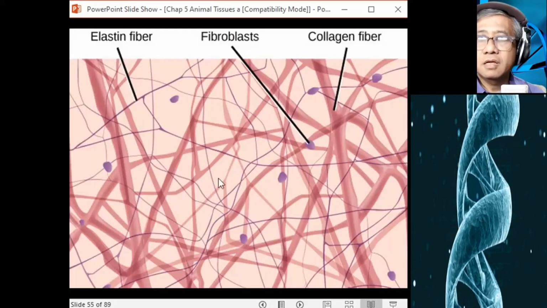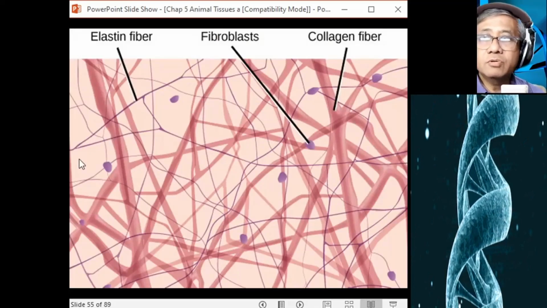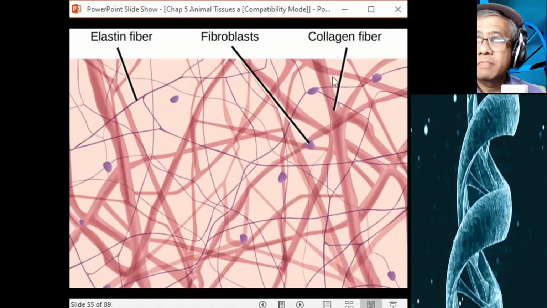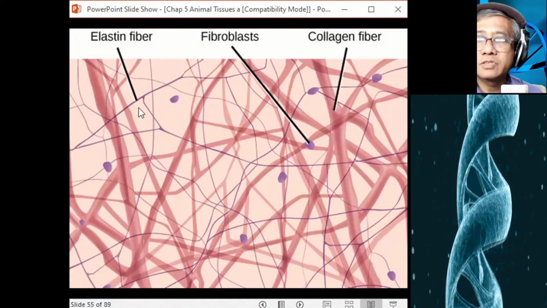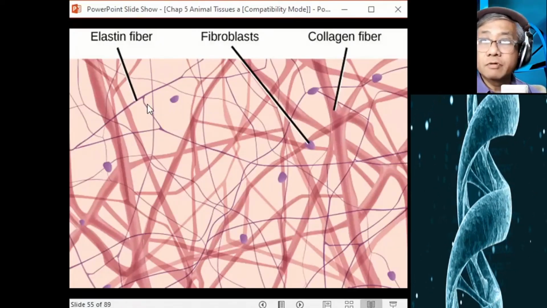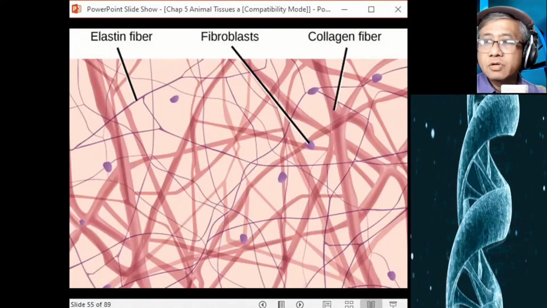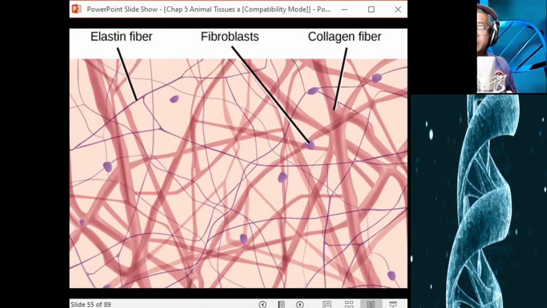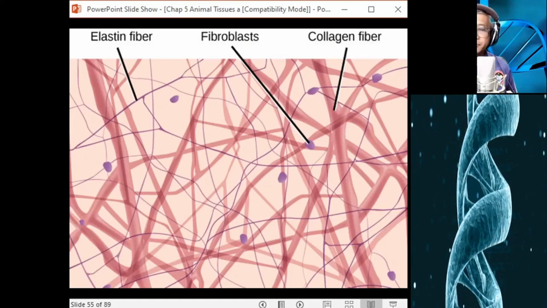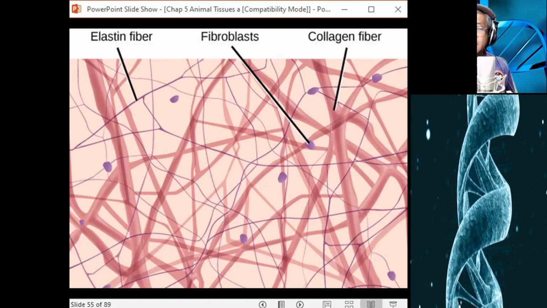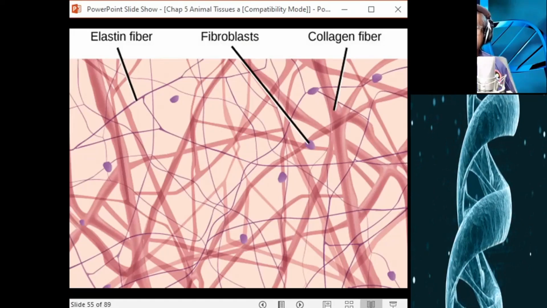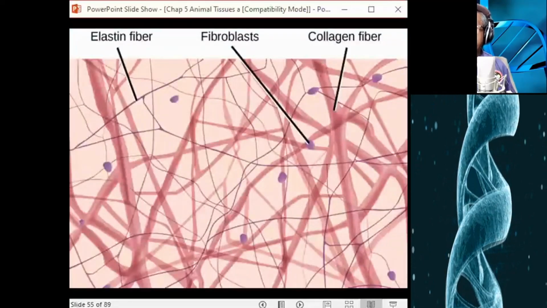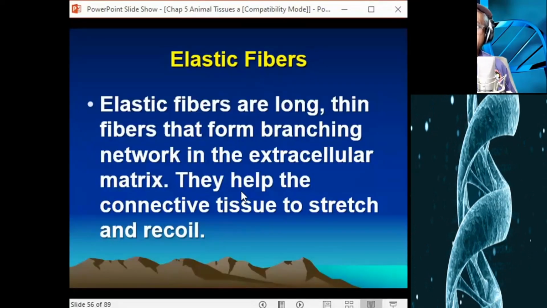Like everybody, kindly take a look at this photo of collagen fibers. Di ba makapal siya, no? Makapal. As compared to elastic fibers na medyo manipis. Yung purple stained fibers, yun yung elastic fibers. Then yung reddish stained fibers, yun yung collagen, yung makapal. So makikita natin talaga na they are really the strongest and also they are the most abundant type of fibers found in connective tissue. What about elastic fibers?